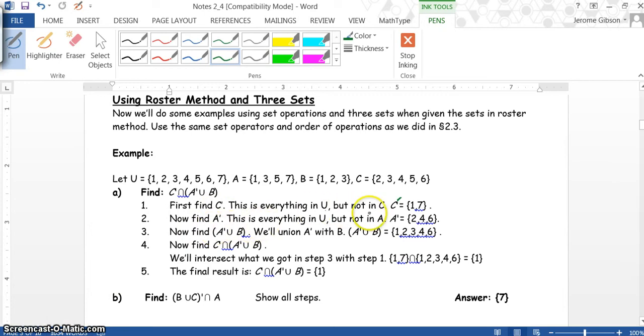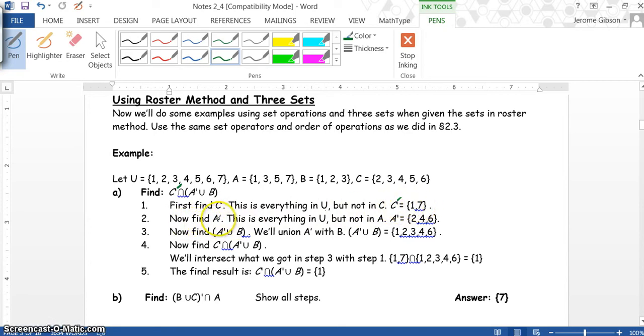Hey class, I just realized something here. This is supposed to be C complement intersect A complement union B. So that's why we first find C complement. This is everything in the universal set, but not in C. So C complement is equal to 1, 7.